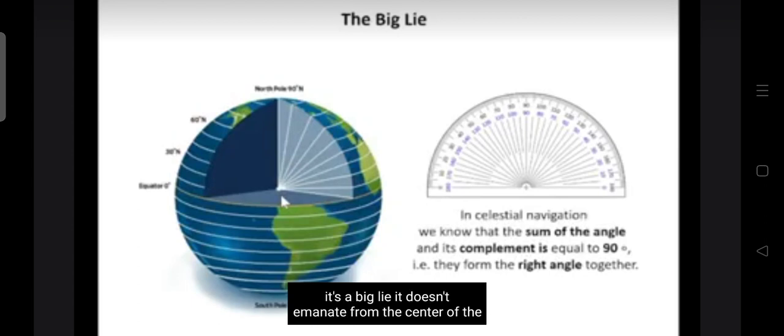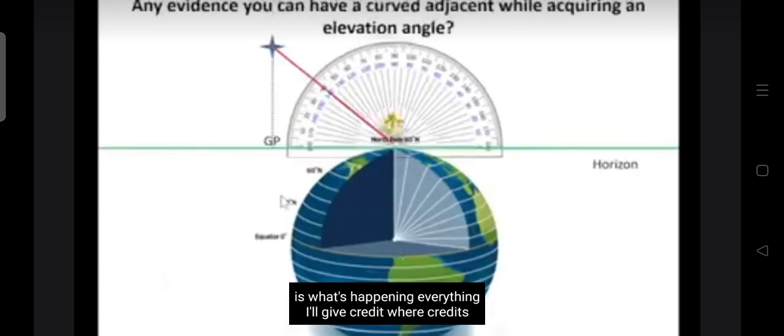It doesn't emanate from the center of the Earth. It comes from the surface. In celestial navigation, we know that the sum of the angle and its complement is equal to 90 degrees. They form the right angle together. Next slide. This is what's happening. Everything, I'll give credit where credit's due. Nathan Oakley said everything below that horizon line is a lie. They first measure it flat. Then they draw pictures to show you that, look, this is where we're getting it from.